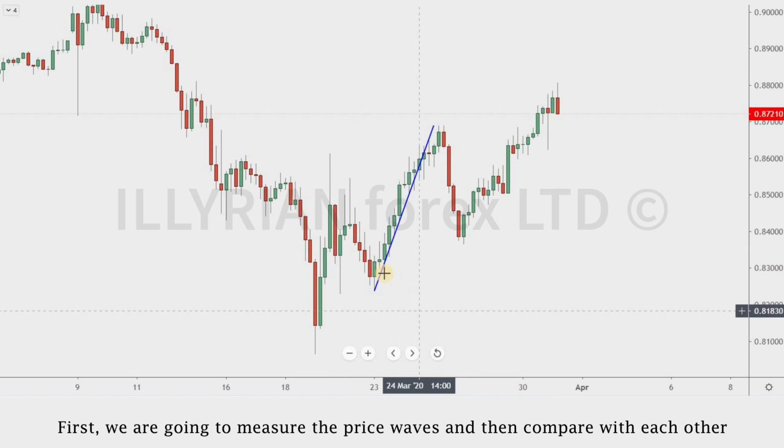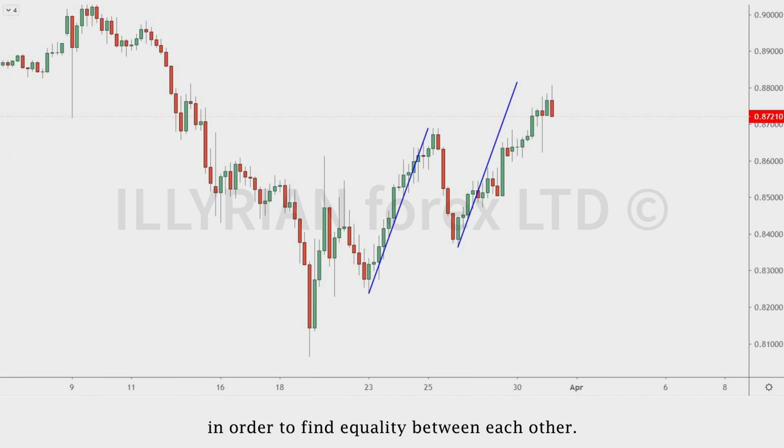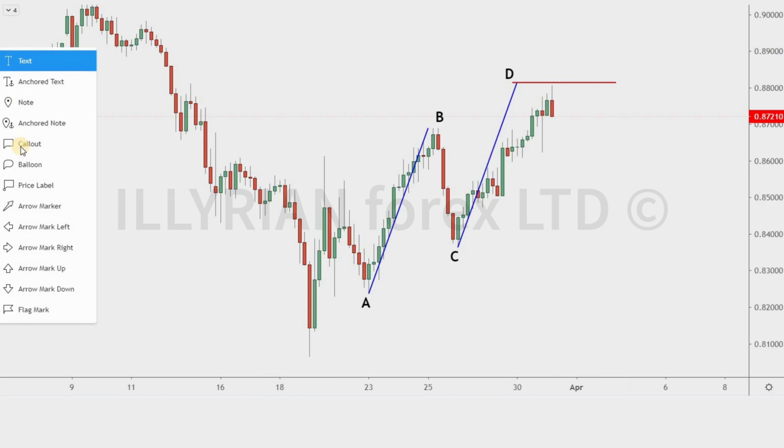First, we are going to measure the price waves, and then compare them with each other, in order to find equality between them. In this way we define the first boundary of the PRZ.